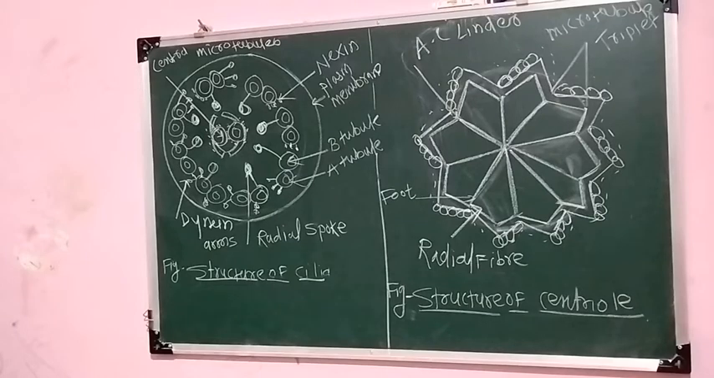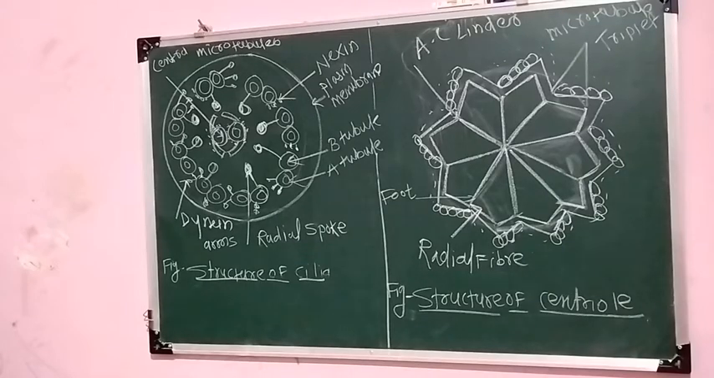It is found in animal cells. A pair of cylindrical structures found in animal cells are known as centrioles. Centriole is surrounded by perinuclear material. This centriole is basically surrounded by perinuclear material. So centrioles are basically surrounded by or covered by perinuclear material.